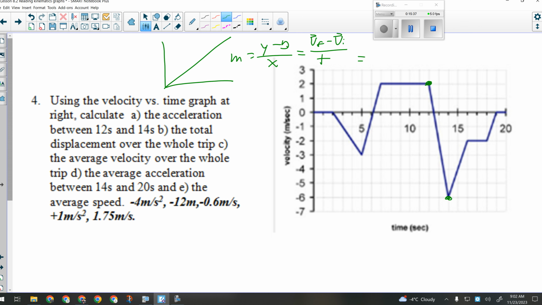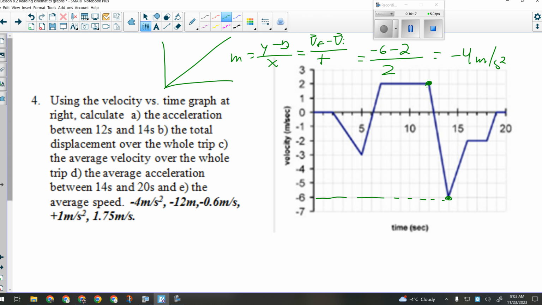So for this section from 12 to 14 seconds, my final velocity is -6. My initial velocity is +2. And between 12 and 14 seconds, how many seconds are there? 2. All right, so I've got -8 over 2 is -4 meters per second squared. Meters per second per second. We just write it as meters per second squared. We talked about that the other day as well. Remember I said the number's not squared, but the units are.